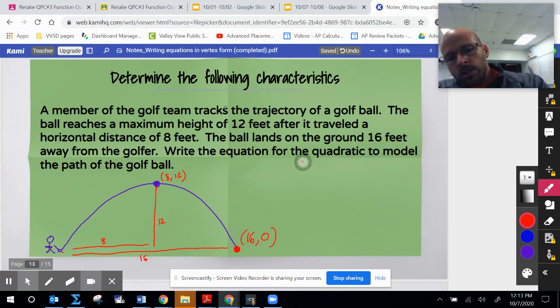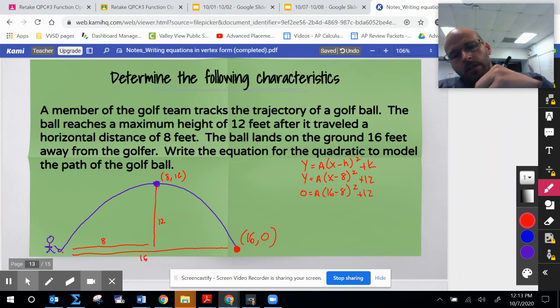So to write this equation, we're going to start with our formula, y equals a times x minus h squared plus k. I'm going to put in my vertex, x minus 8 squared plus 12. I'm going to put in my point next. So the y value was 0. The x value was 16. And I'm going to simplify. 16 minus 8 is 8. 8 squared is 64a plus 12.